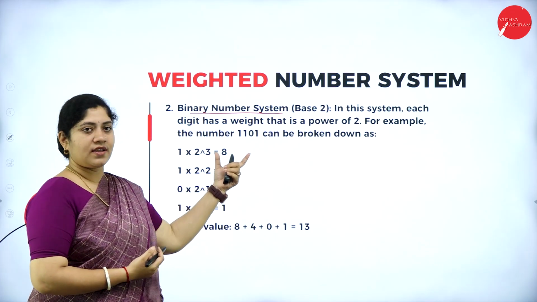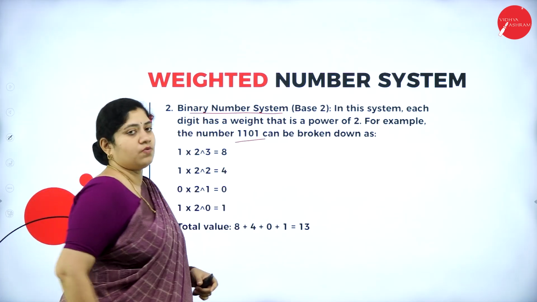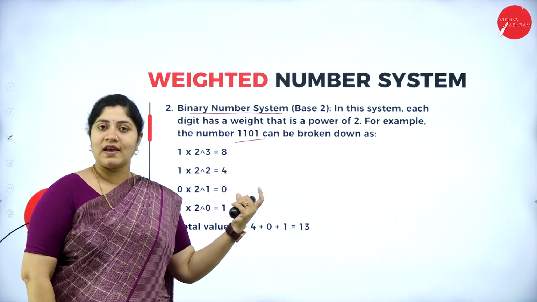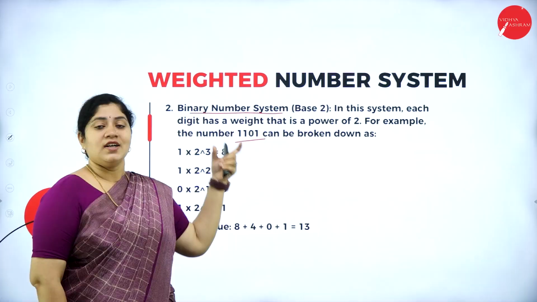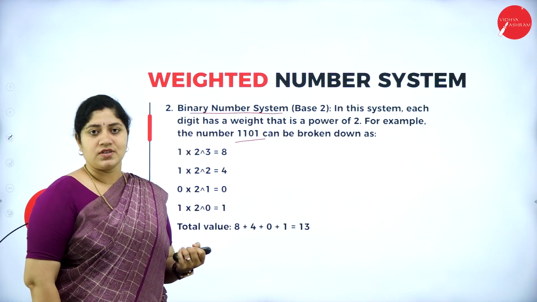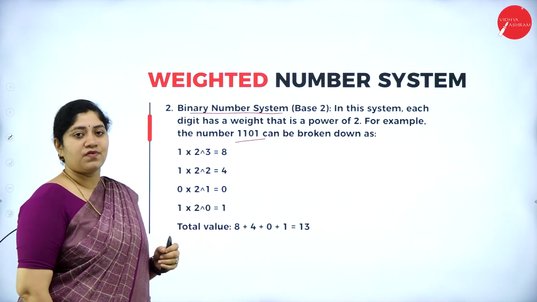Now let's consider an example. That's 1101. How to represent this? Yes, absolutely, that's by using positional value. Only because of that, this is considered under the weighted number system. Let's see how this is performed.